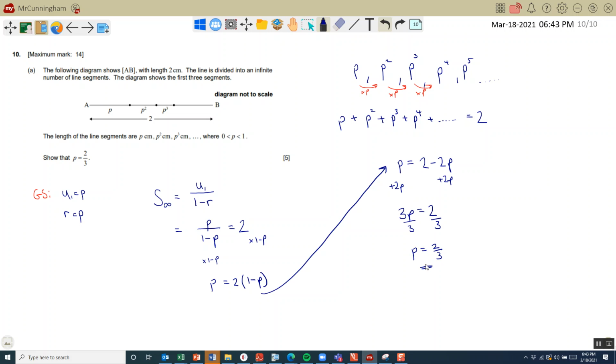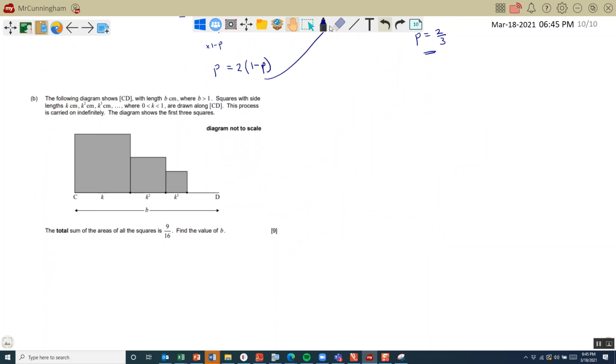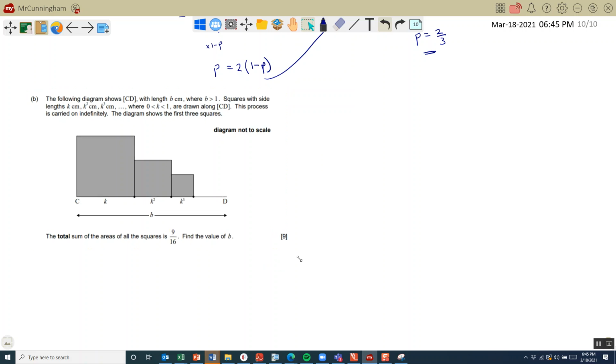So it's a sequences question. Okay, so for part B, I'm thinking it's going to be similar, hopefully. So 1 sec, just make this a little bit bigger.